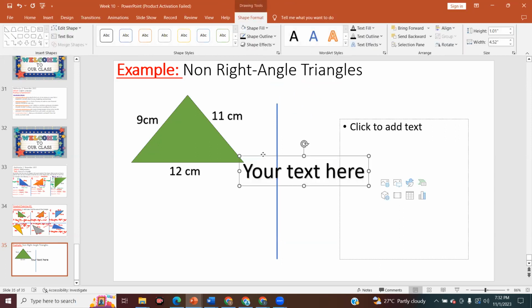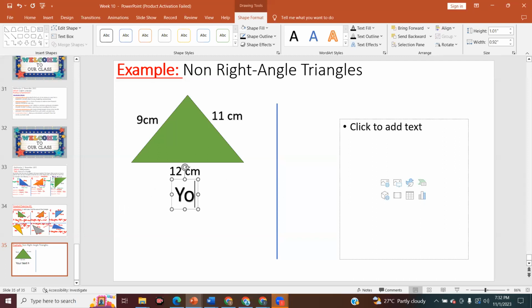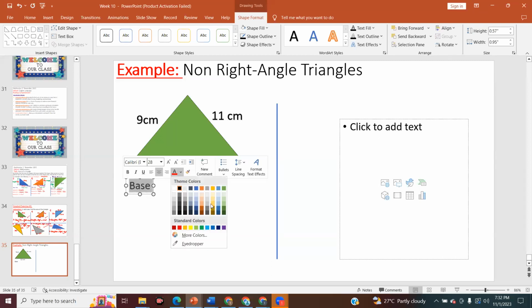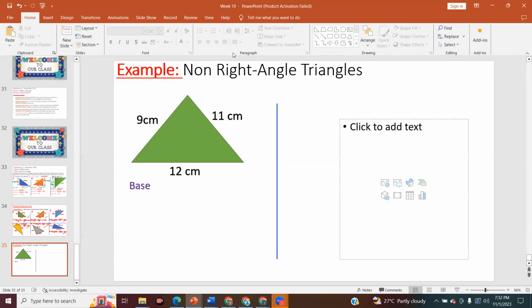12 would be the base. Okay, 12 is the base. Okay, what's the height? I think for the height, we would have to add 11 and 9 together. 11. Okay. All right. Anyone else? Well, how are we going to get the height? The height is 9. Okay. All right. This one, the height on this looks like you get 9 and 11.